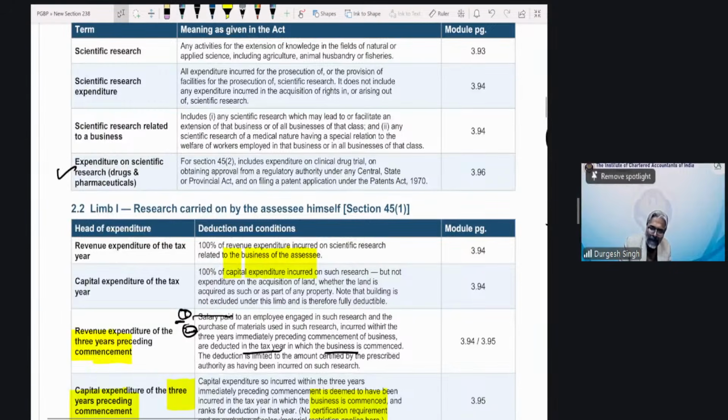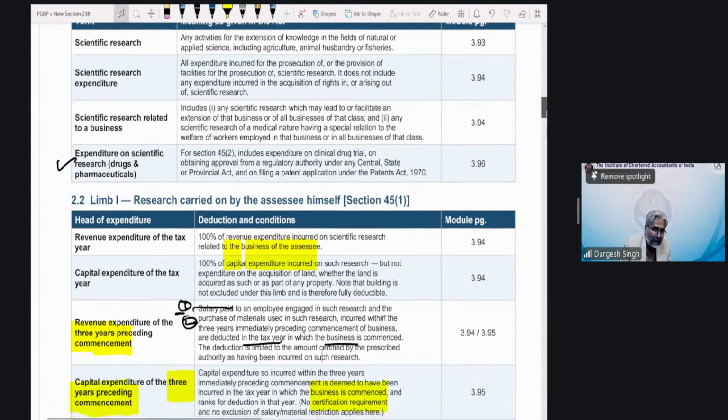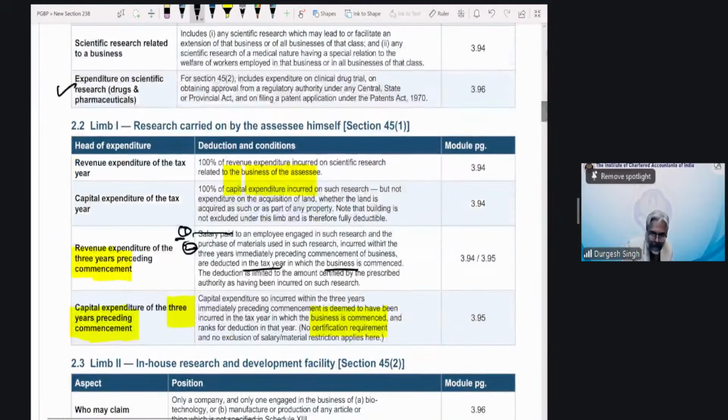And if it is a capital expenditure, students, you have to be careful. Before the commencement, capex incurred again within 3 years immediately preceding the commencement is deemed to have been incurred in the tax year in which the business is commenced. But again, I am repeating this point, students, land is not the eligible item. Can you see this one? But not expenditure on acquisition of land.